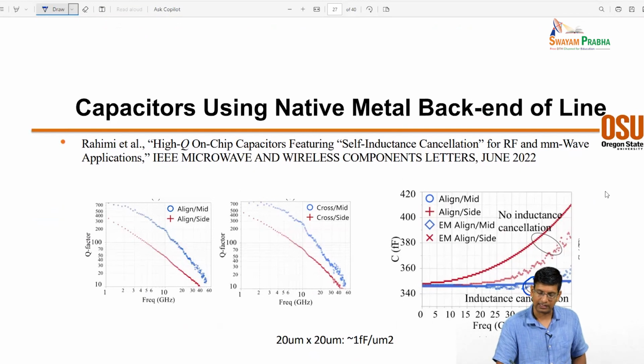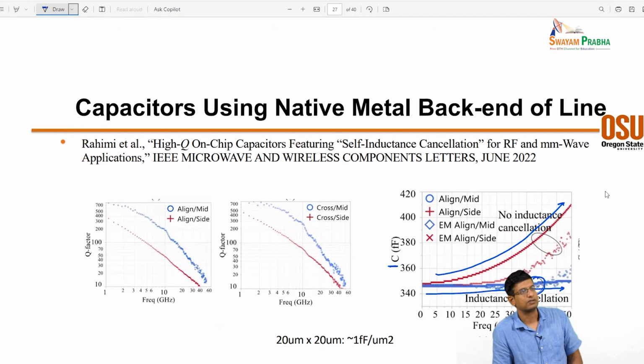So what you can see here is that this capacitance, when fed from the side, as I increase frequency, the capacitance increases because of that LS effect. But when I feed in the middle, this basically stays pretty flat across frequency. So this is a useful approach.